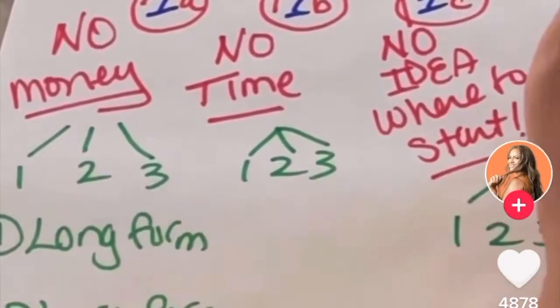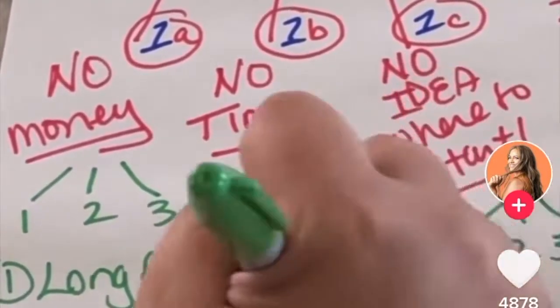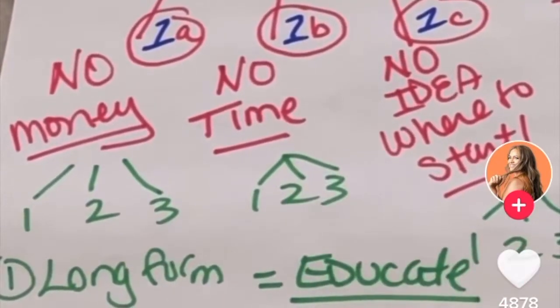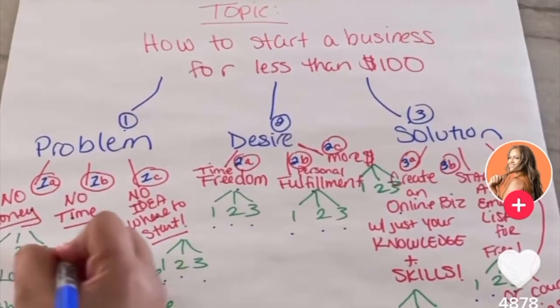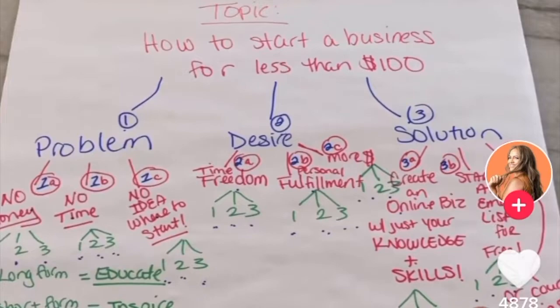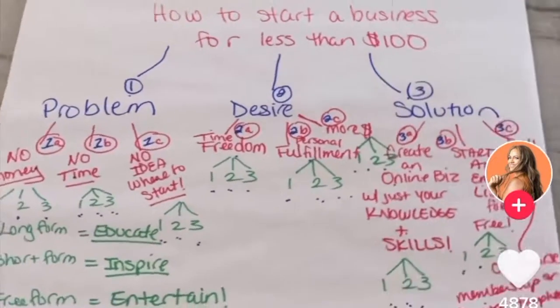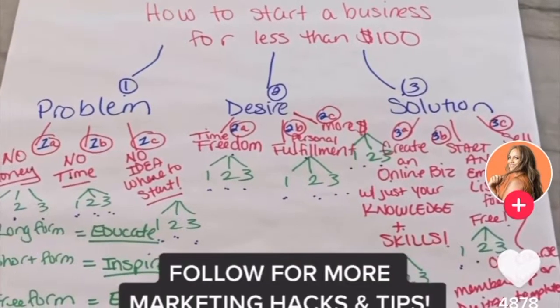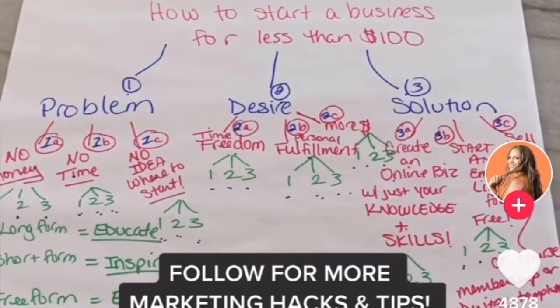Now it's time to create your different types of content. I want you to use this hack: long form, short form, and free form. Long form content is education. This is where you can teach something in a little bit of a longer form. Then short form, you want to inspire, and free form, you want to have fun with it and totally entertain. By the end of this exercise, you will have 27 content ideas for one time.